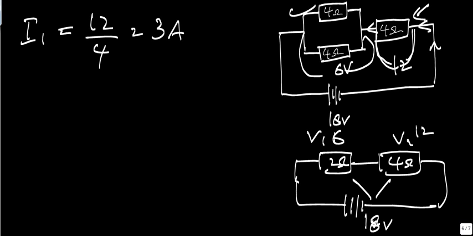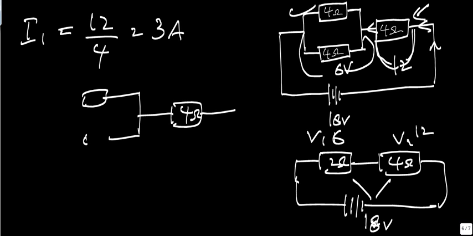Now imagine this is the 4 ohm resistor. 3 ampere is flowing through this, 3 ampere comes out, and 3 ampere is distributed in this circuit. Since they are both equal, it will be divided as 1/2. So the current flowing through this one will be 1.5 and the current flowing through this one will be 1.5 ampere.